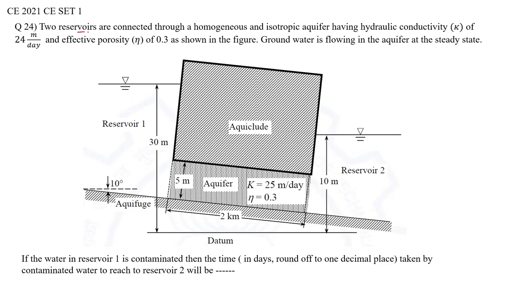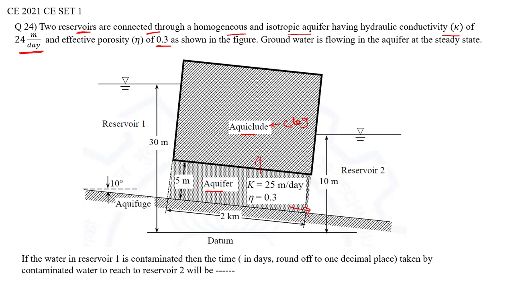The two reservoirs are connected through a homogeneous and isotropic aquifer having a hydraulic conductivity K of 24 meter per day. The units can be meter per day or mm per second, depending upon our usage, but maintain uniformity in the units. It has an effective porosity of 0.3 as shown in the figure. This is the aquifer, and this is the aquiclude. It can be clay, so it only stores the water and does not allow percolation. It means that only one direction flow is happening.